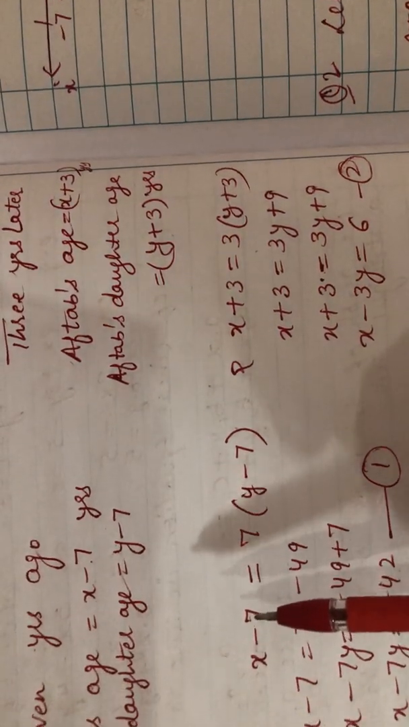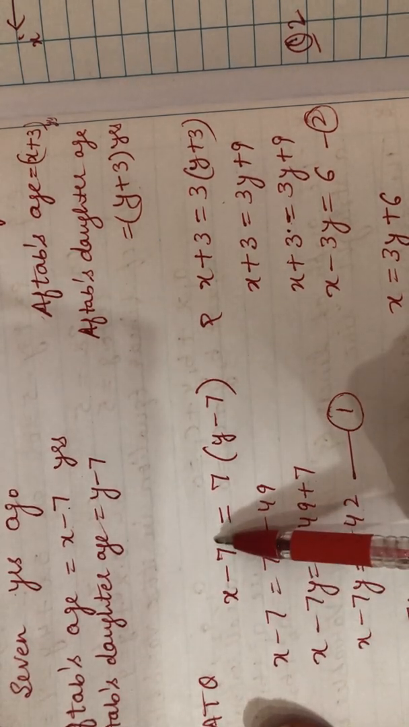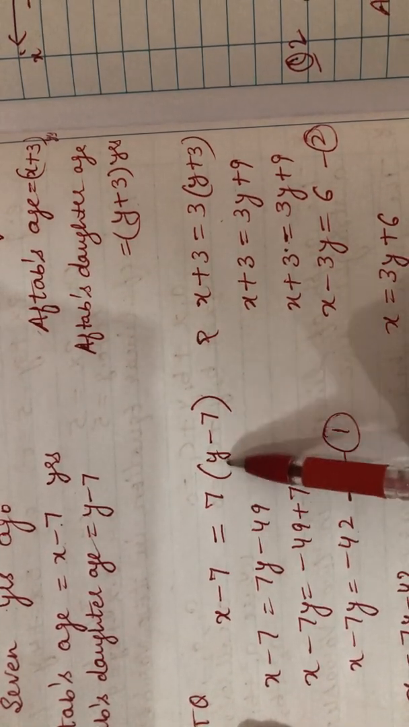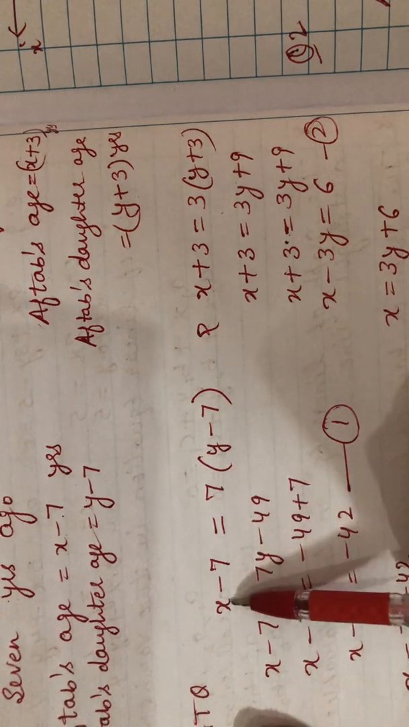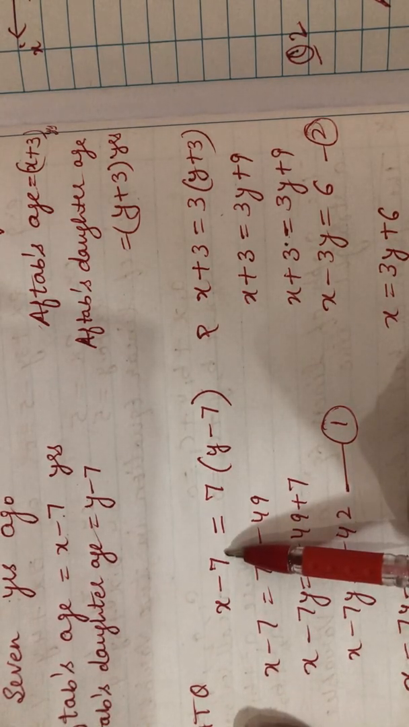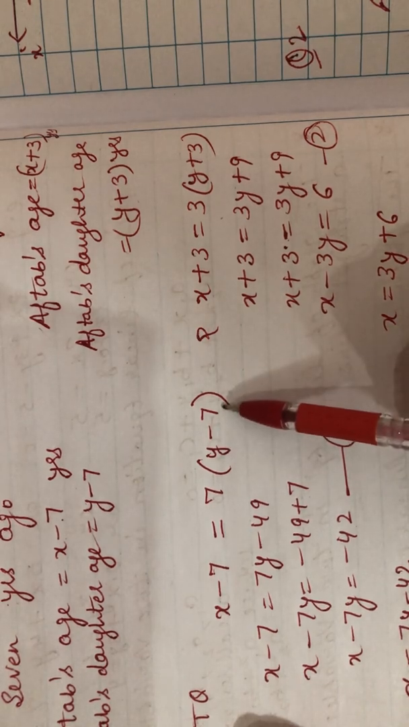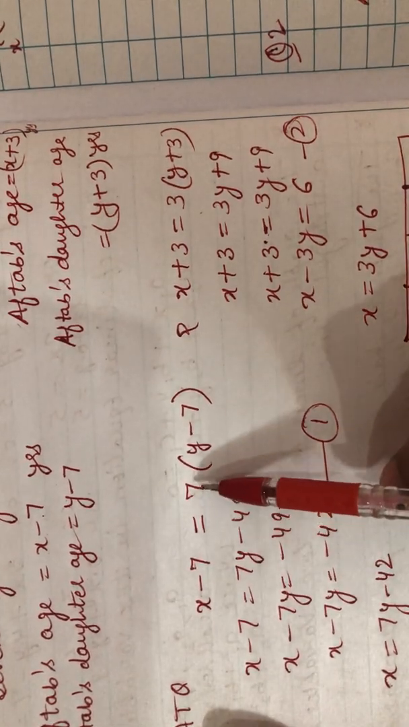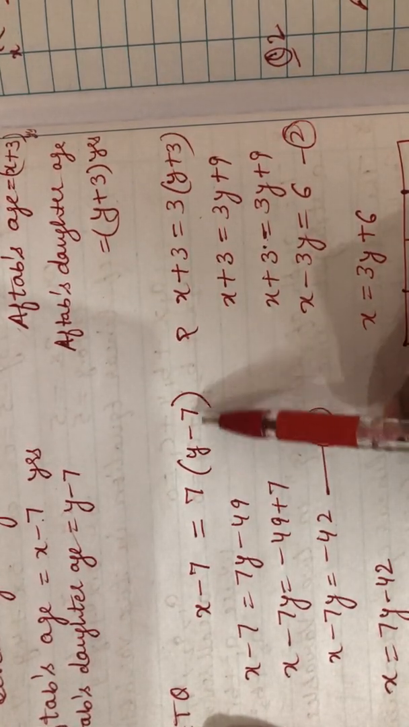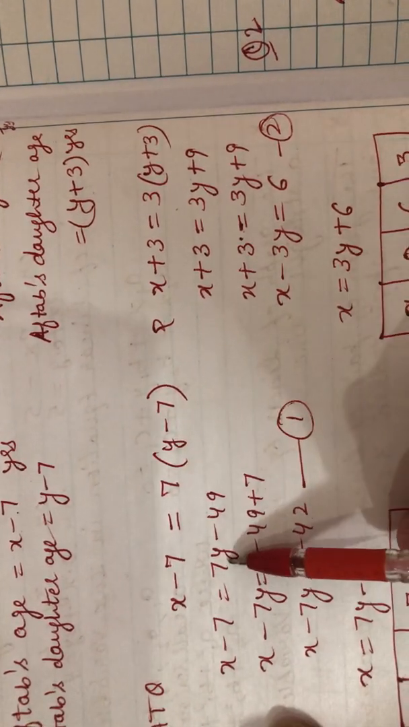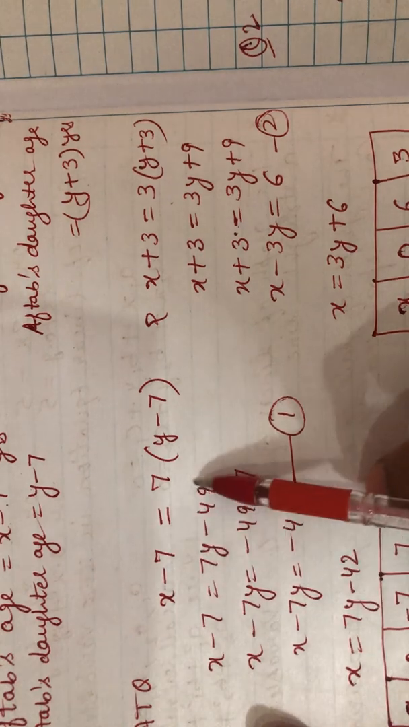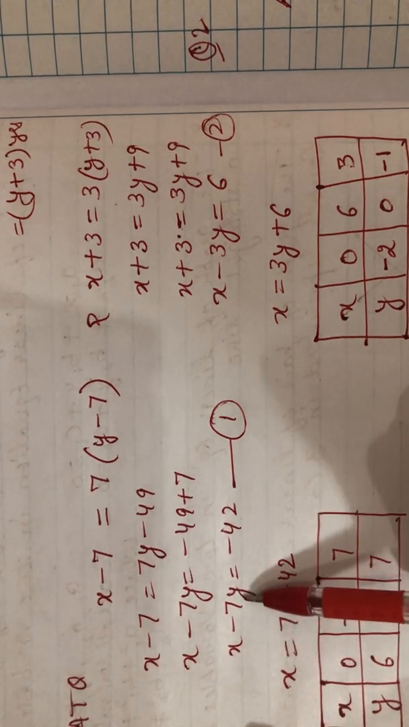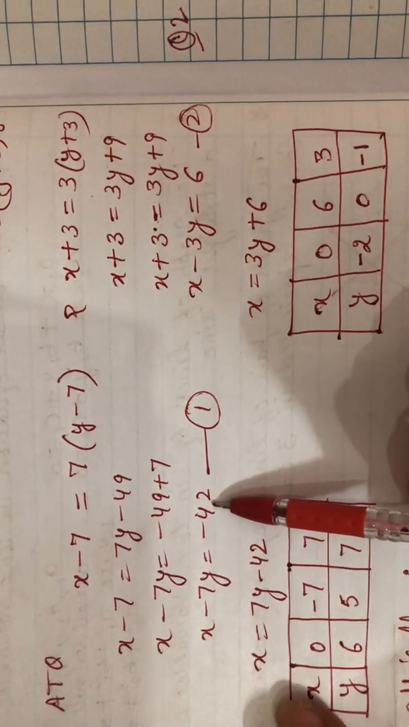Now according to the question, Aftab is saying that his age 7 years ago will be equal to 7 times his daughter's age. So we get this form of equation, x minus 7, Aftab's age 7 years ago, is equal to 7 times his daughter's age 7 years ago. His daughter's age 7 years ago was y minus 7. So x minus 7 is equal to 7 into y minus 7. When we open the bracket, we get 7y minus 49. This 7 will be transposed, we get minus 42, and this 7y will come here on the left side. We get x minus 7y equal to minus 42, the first equation.